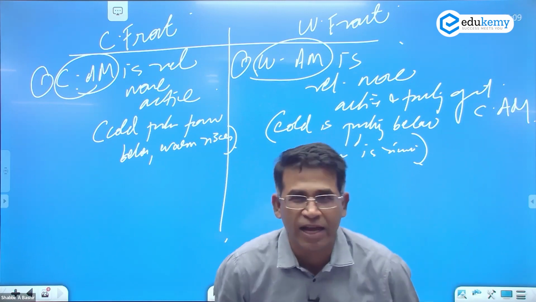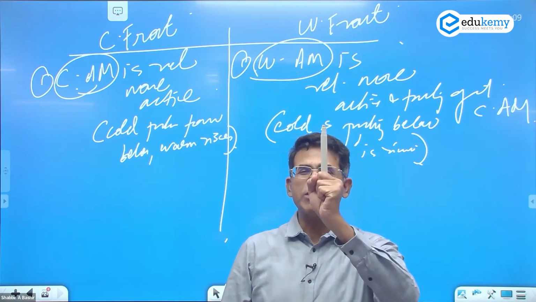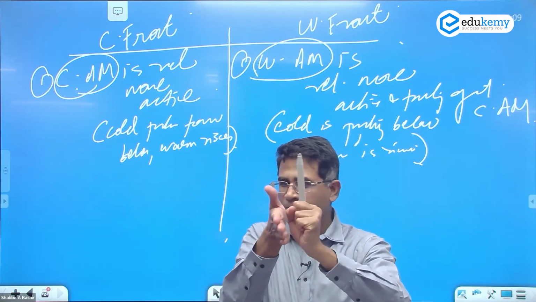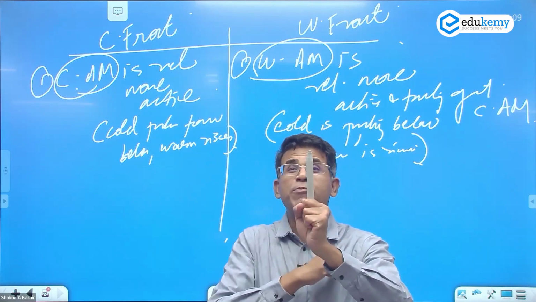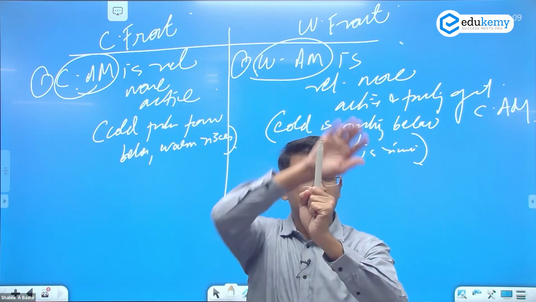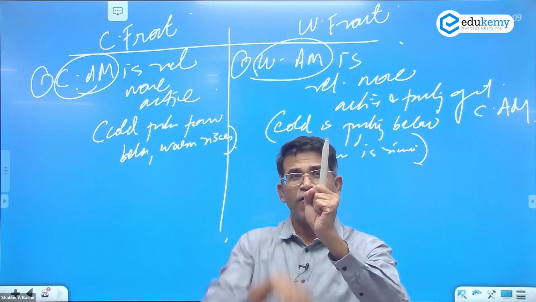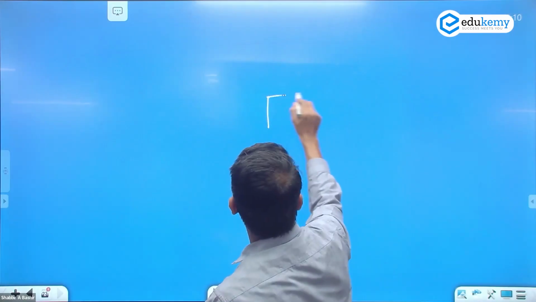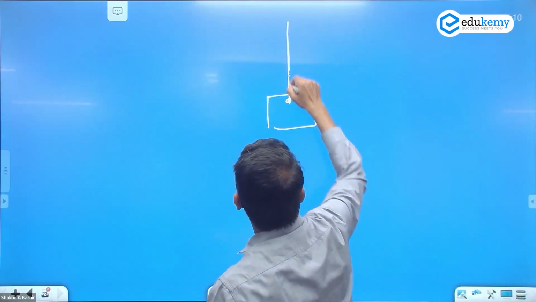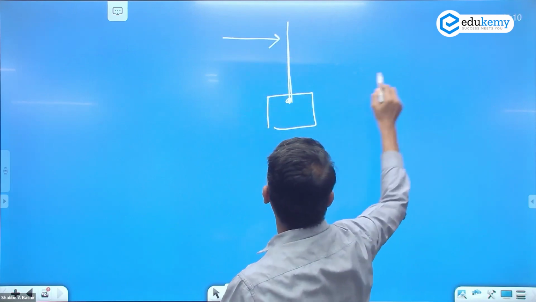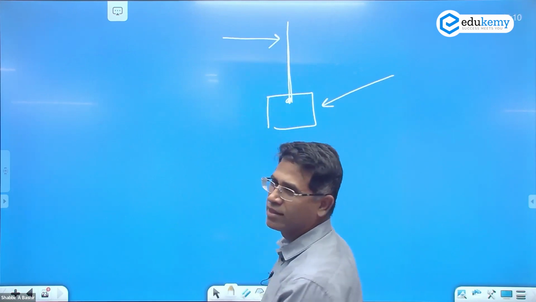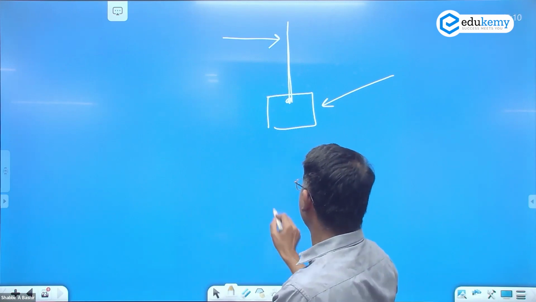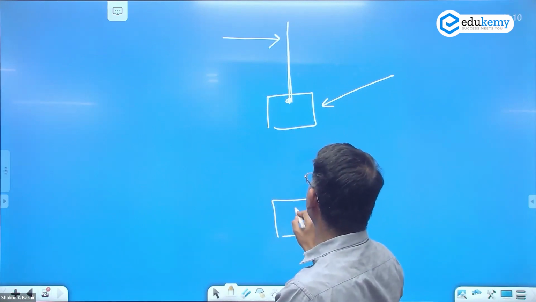Where is the cold pushing? Below. Where is the warm pushing? Above. So in which case will it tilt? When the warm pushes or when the cold pushes? I said, imagine the front like this. One force is this and one force is this. In which case will this one tilt more?